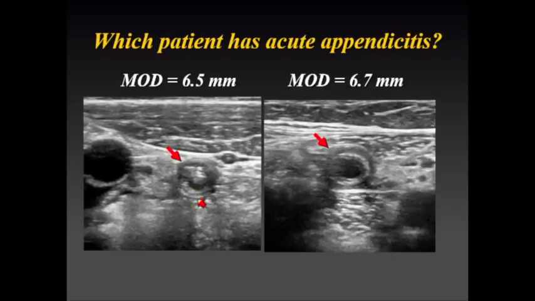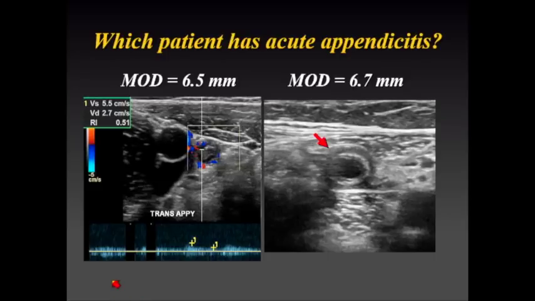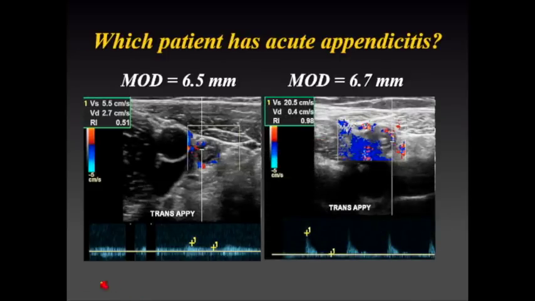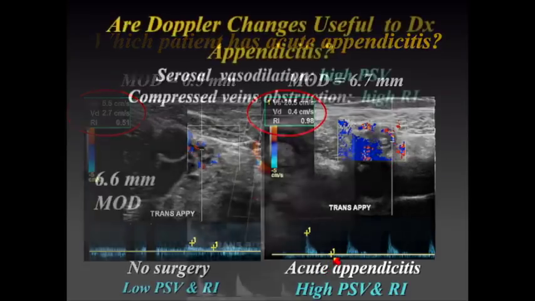So here's a quiz for you. Which one of these patients with a borderline MOD, maximum outer diameter, in fact has acute appendicitis? And here's a patient with a low peak systolic velocity. And here's a patient with high peak systolic velocity and high resistance. Well, as you might suspect, this is the patient with acute appendicitis with high peak systolic velocity and high resistance.